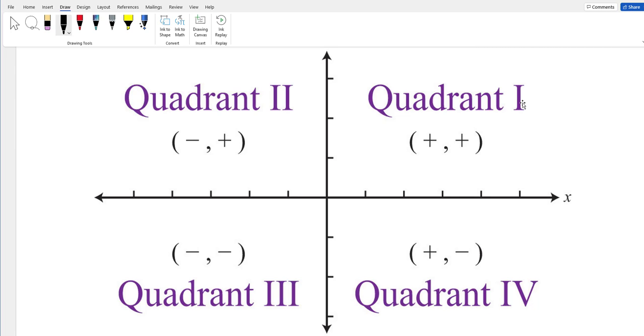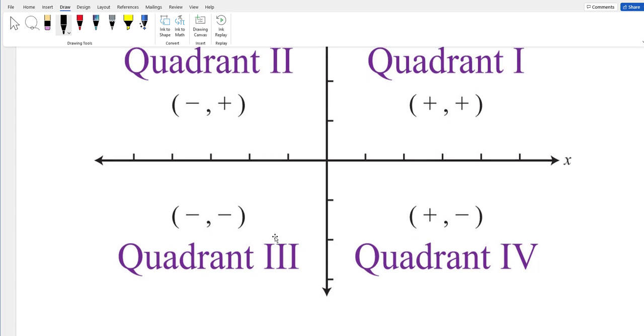Any point that falls in quadrant 1, both numbers of the ordered pair will be positive. In quadrant 2, the first number will be negative, the second one will be positive. When it's in the third quadrant, both numbers are negative. And in the fourth quadrant, the first number will be positive, the second one will be negative.